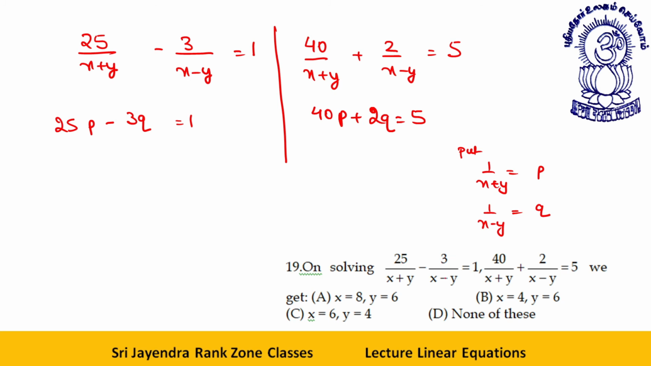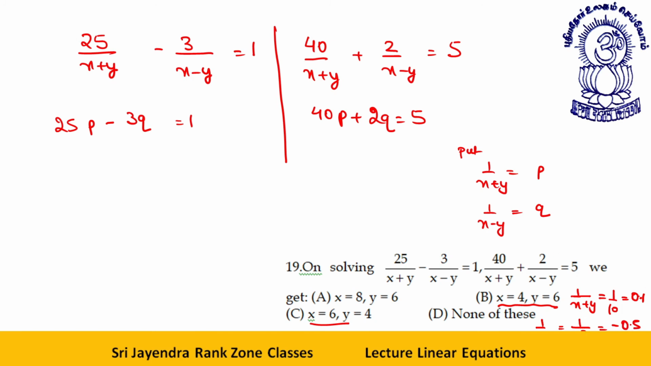Either I have to solve this equation, or I put the values. Students, which value is easy to put? Let's put x is equal to 4, y is equal to 6. Then 1 by x plus y is 1 by 10, that is 0.1. And 1 by x minus y is 1 by minus 2, or minus 0.5.